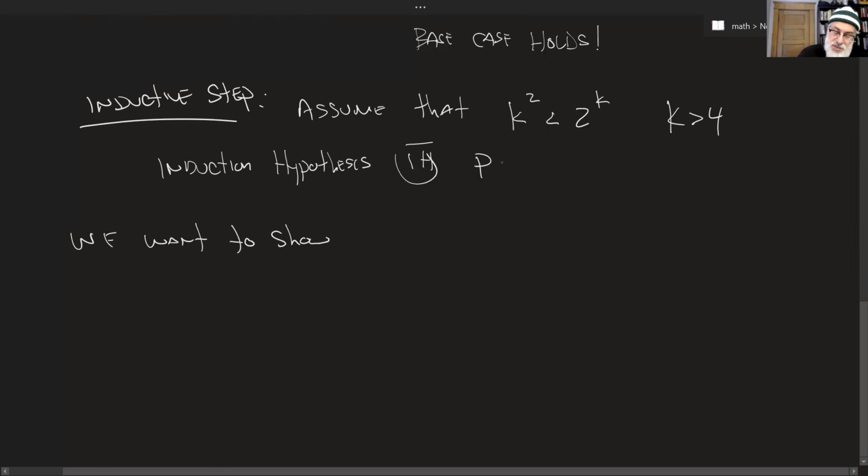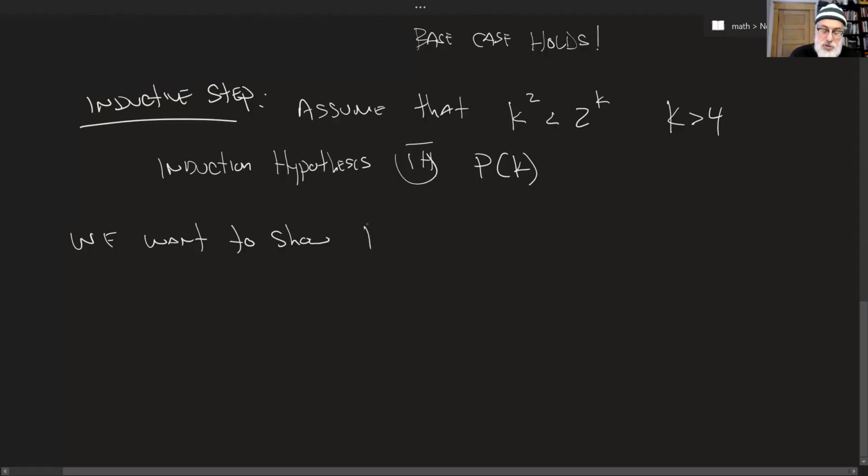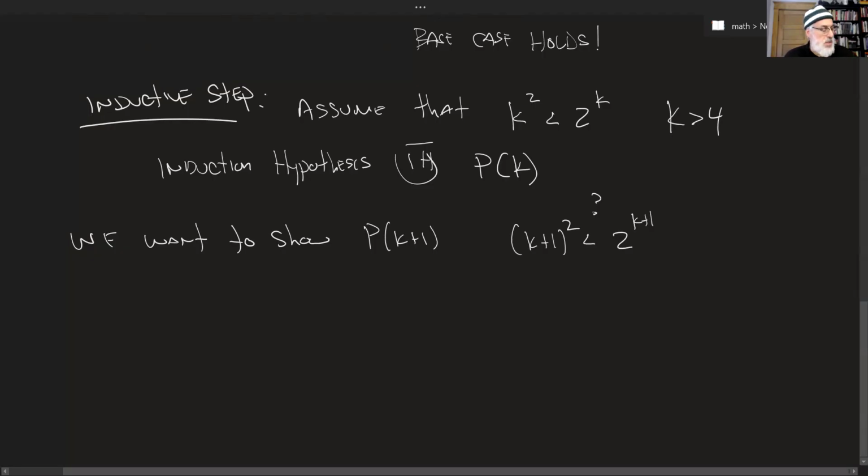So the induction hypothesis is essentially the Pk case. It's just a restatement of k squared is less than 2 to the k as the induction hypothesis. That's what we're assuming to be true. We want to show that the P(k plus 1) case is true. And I like to write that out literally, like what it is we're trying to show. So (k plus 1) squared is less than 2 to the k plus 1. Put a little question mark above that inequality, because that's not something that we're assuming to be true. That's something that we're showing to be true. This is what we want to be able to conclude based upon our argument.